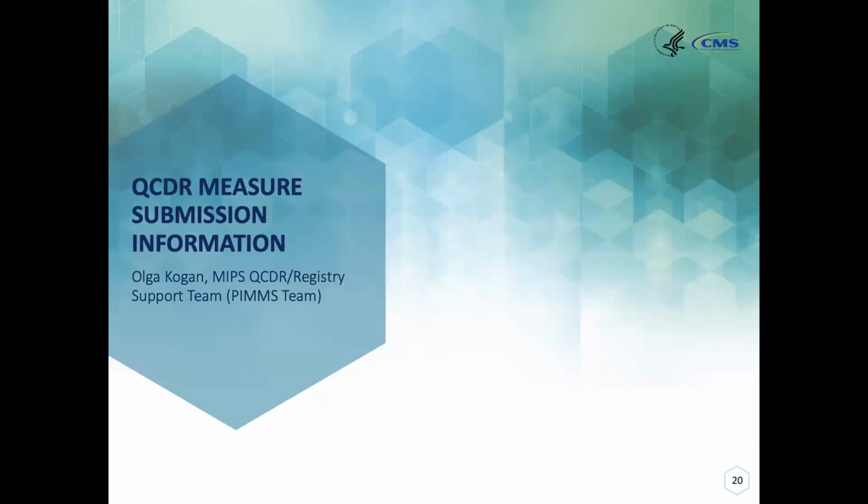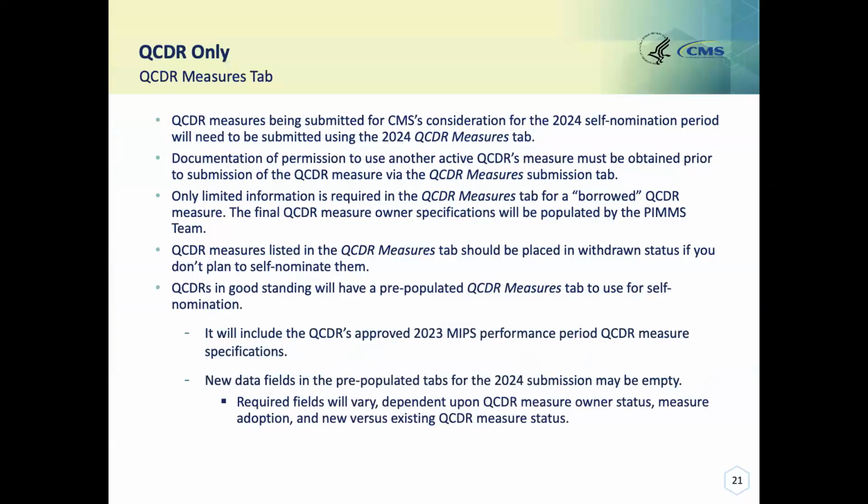Thanks, Anastasia. So the next several slides will be a quick overview of helpful QCDR measure information that will assist you in your self-nomination. Next slide. So to submit QCDR measures for CMS consideration for the 2024 self-nomination period, you will want to navigate to the 2024 QCDR measures tab. If you're borrowing QCDR measures, then permission to use those measures must be obtained prior to submission. For those that borrow measures, we only require a limited information to be completed within the Measures tab. The final QCDR measure specifications will then be populated by the PIMS team from the measure owner.